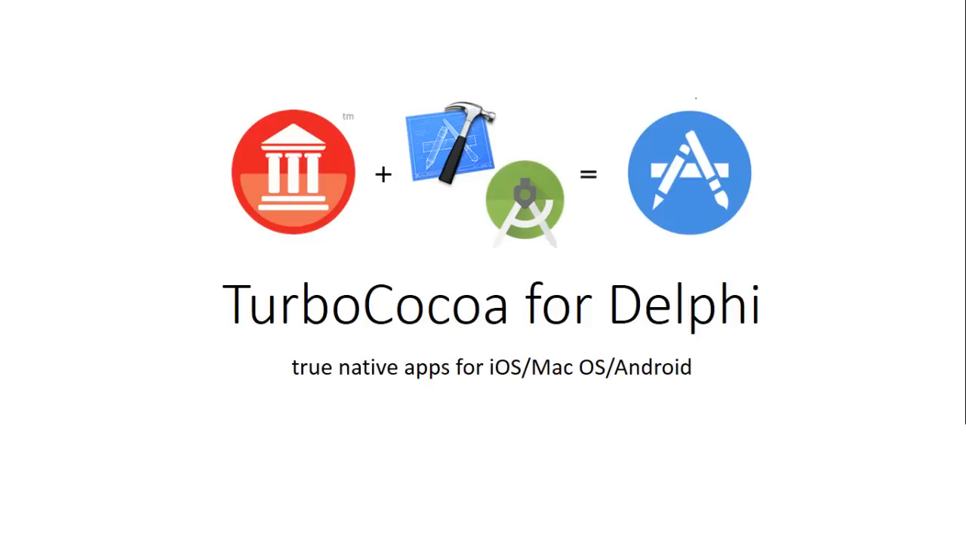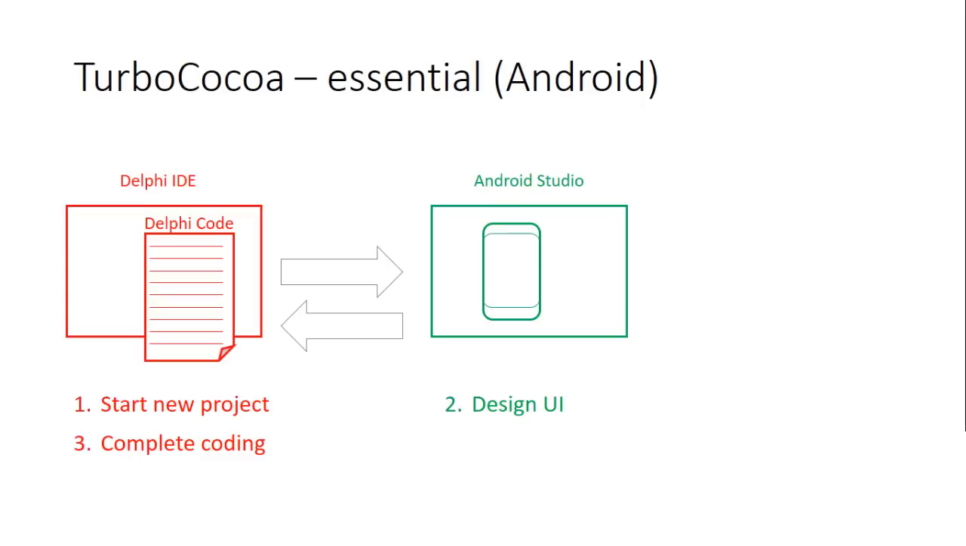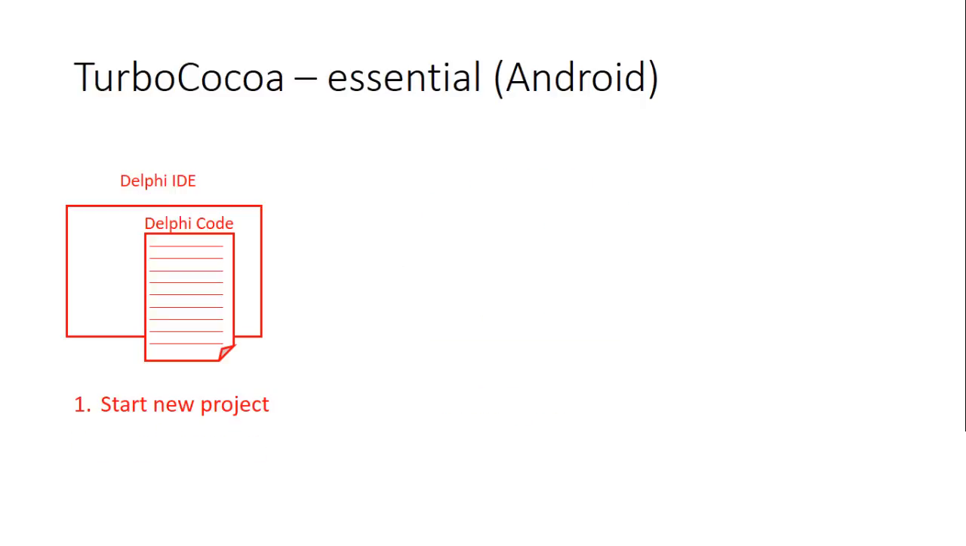iOS, macOS, and Android. If you are able to use Delphi for Windows development with a VCL, it'll take only 3 steps to make your mobile apps natively. First, we're using regular Delphi with TurboCocoa to start a new project. The project will be 100% in Object Pascal.